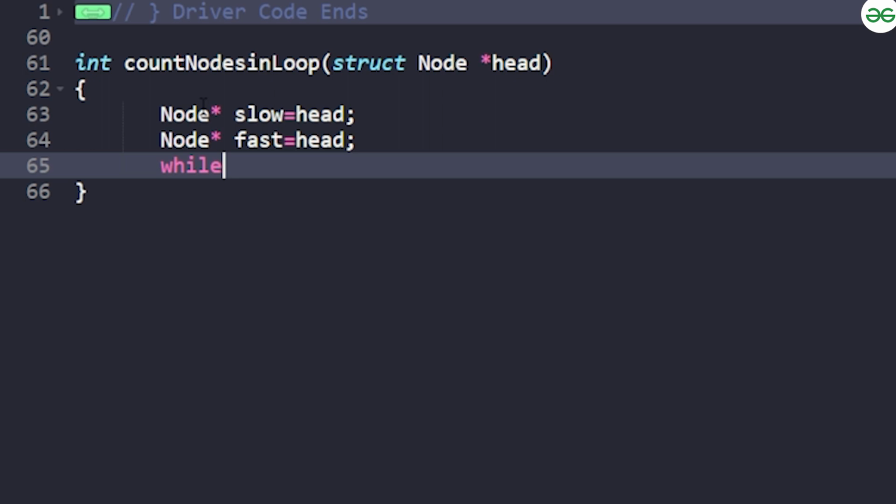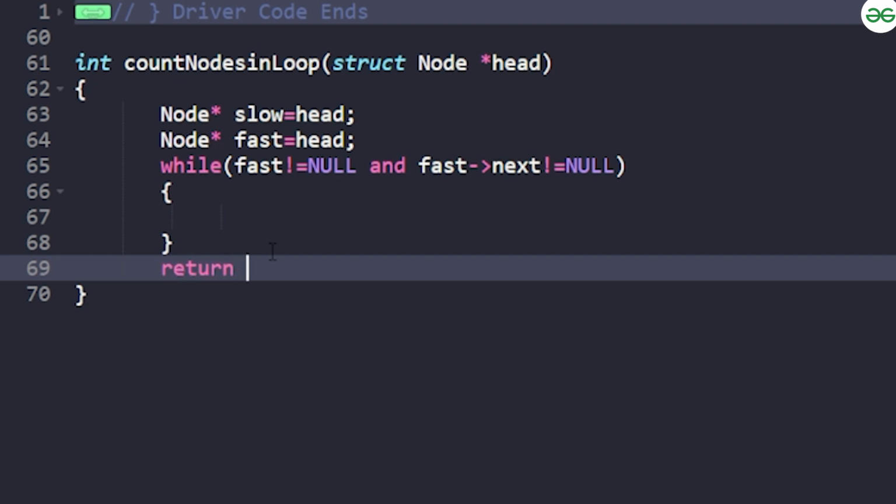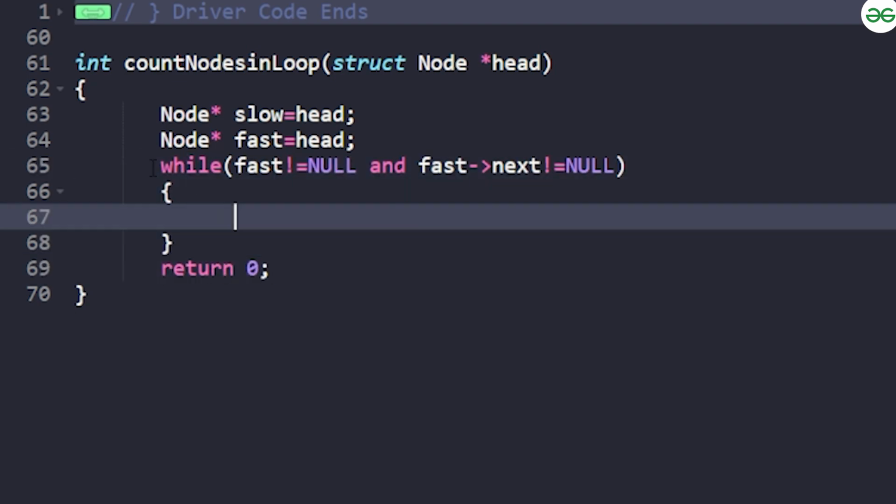After this, you will run until your fast is not equal to null and your fast next is not equal to null. So both of them should not be equal to null, right? If none of them are null, then in that case I'll keep on moving. The moment any one of them becomes null, I will simply terminate and return 0. If I come out of this loop, that means the loop terminated, so there is no cycle existing, and in that case I have to return 0, because the length of the cycle is 0. Because there is no cycle existing.